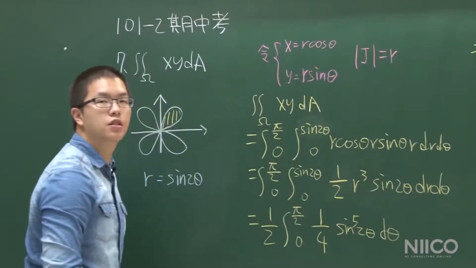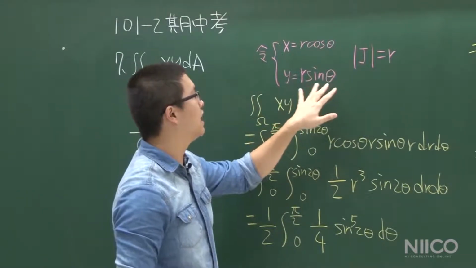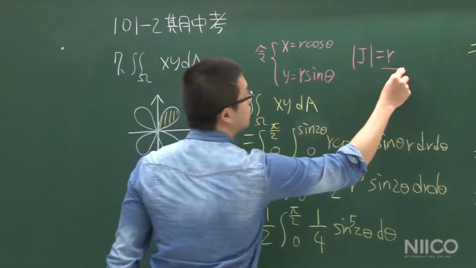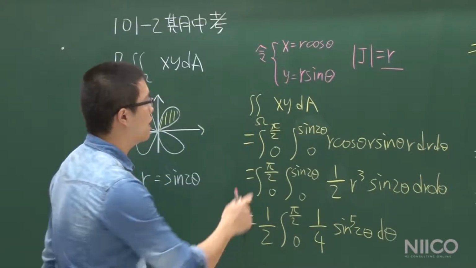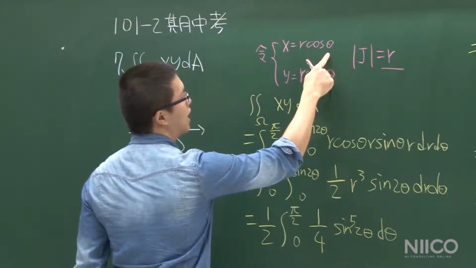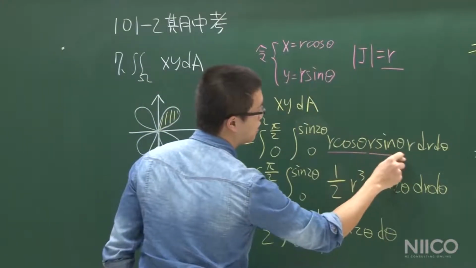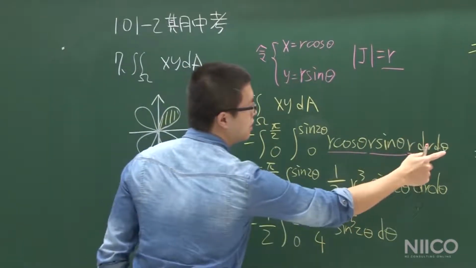And the Jacobian for substituting the coordinate system would be r. So the original surface integral, which is x times y times dA, would be just the integral of r cosine theta times r sine theta times the Jacobian r times dr d theta. And r is from 0 to sine of 2 theta. And since it is in the first quadrant, theta is from 0 to pi over 2.